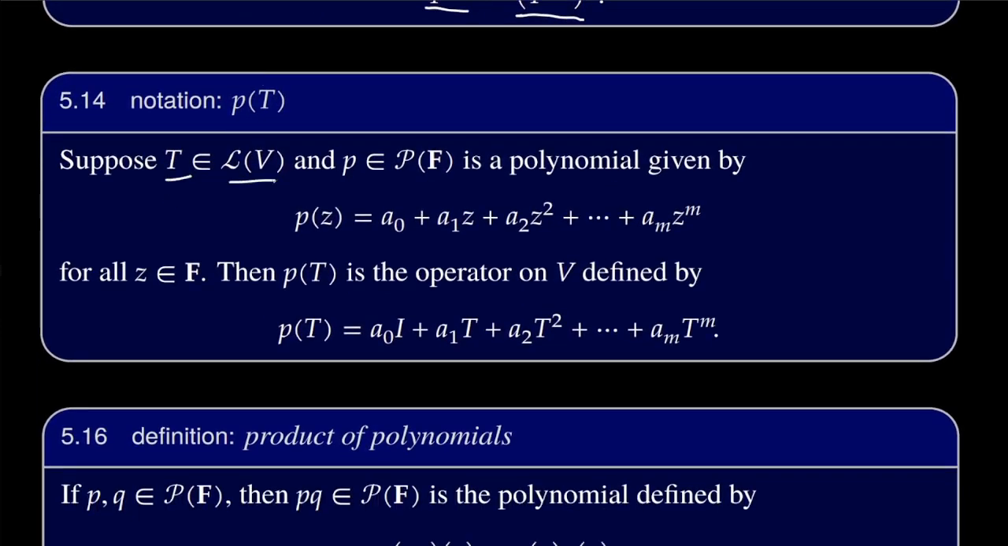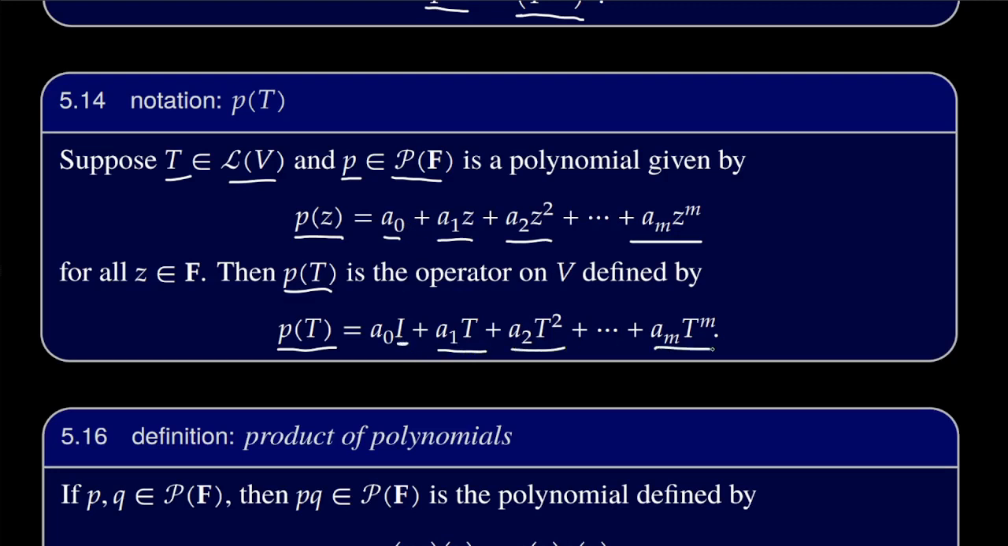So if T is a linear map on v, sending v to itself, that is an operator, and p is a polynomial in the vector space of polynomials with coefficients in the same underlying field as v, then we'll say that p of T is the operator that you get from plugging in T to the variable of the original polynomial. That is, if the polynomial p of z is a0 plus a1 z plus a2 z squared, and so on all the way up to a_m z to the m, then when I plug in T, I will just replace all the z's with T's, and by the constant term, I will put a little identity.